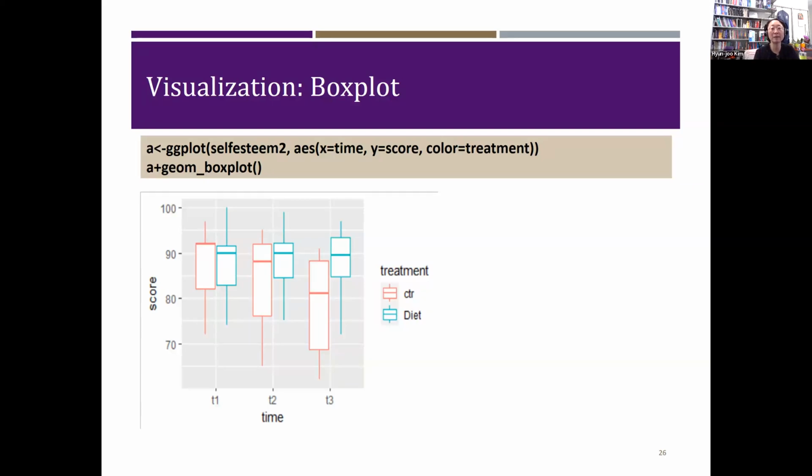A similar pattern can be seen on the box plot as well. We can see control time 2 and control time 3 have the lowest median and the highest variation. In addition, we can also see that the self-esteem scores have not changed too much for the different time periods for the diet group. So if you look at the green one, the self-esteem score hasn't really changed that much, but the scores go down as time progressed for the control group.